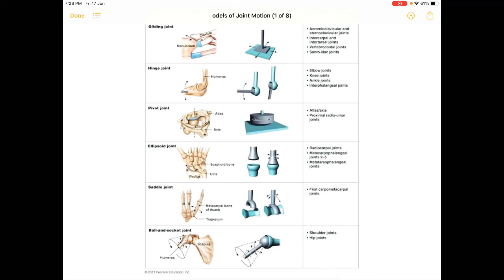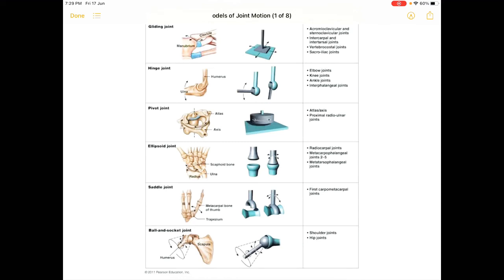gliding joints, like the joint between the clavicle and manubrium. You can see in the images, the bones are just gliding over each other. They are present in the acromioclavicular and sternoclavicular joints. These are gliding joints, as are the vertebrocostal joints and sacroiliac joints. Whereas hinge joints are present between the humerus and the ulna in the elbow joint, and in the knee joint between the femur and the tibia and fibula. Ankle joints and interphalangeal joints are also hinge joints.